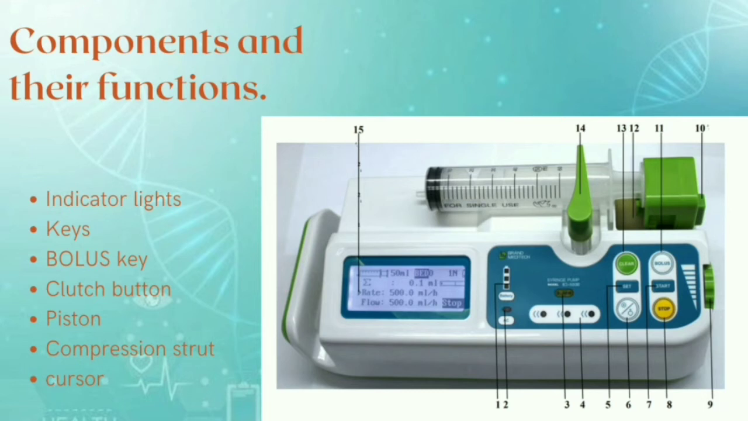Next is AC power indicator light. Its function is to give a signal that the pump is connected to the AC power. Alarm indicator light functions by flashing when an alarm is set. Working indicator light gives a signal for the user during the pump operation.